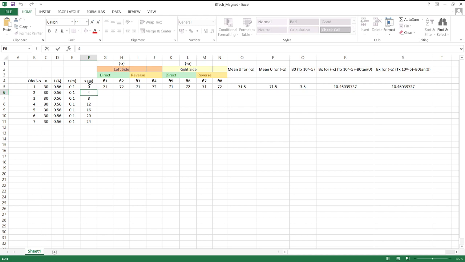Actually these are in centimeters, so it should be 0.04. Yes, now it's okay. So it's 24 centimeters, that means 0.24 meter. So everything is fine. Now let's go for the 4. We will go through the simulator and take the calculations on paper, and then we will write it down from there to here. Now let me go to the simulator part.